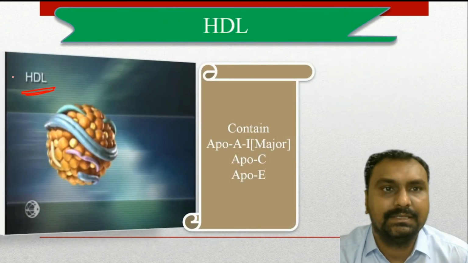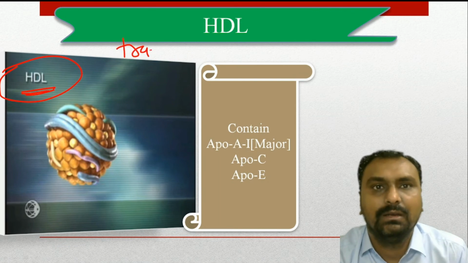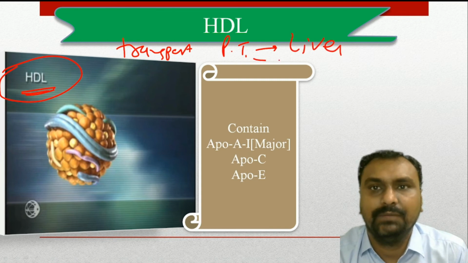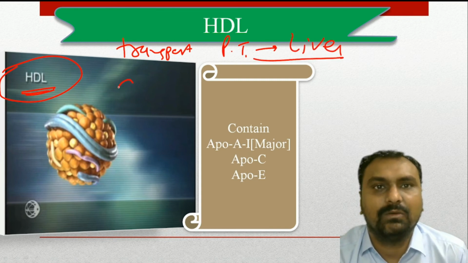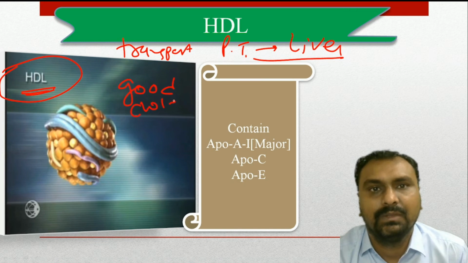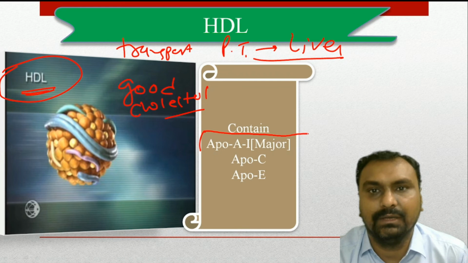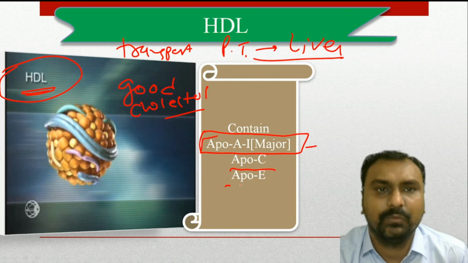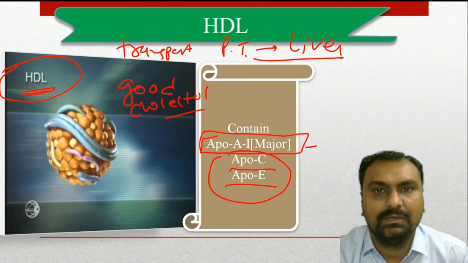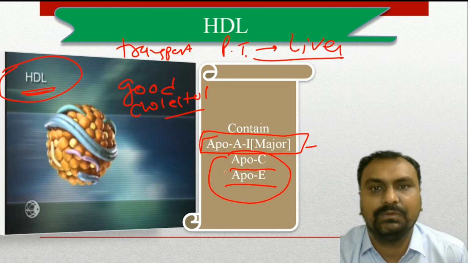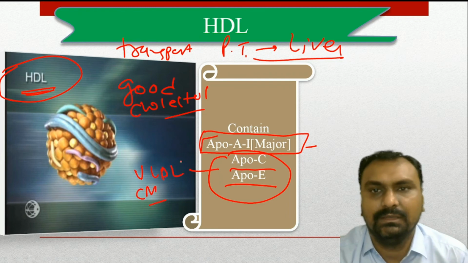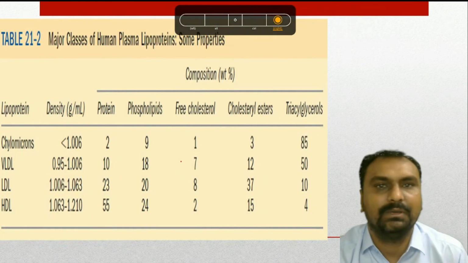While this HDL will transport the cholesterol from peripheral tissue to the liver. So HDL is called a good cholesterol. The major apoprotein in HDL is Apo A1, that you have to remember. Others are Apo C and Apo E, where HDL donates Apo C and Apo E to the VLDL and chylomicron. That we will see in a separate video on metabolism of lipoprotein.